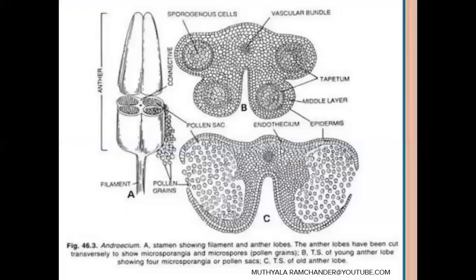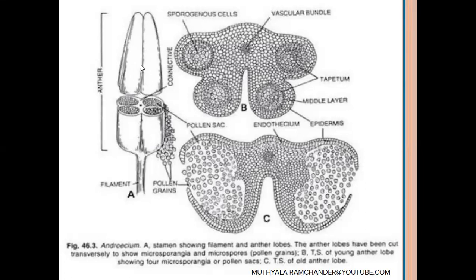See, here it is, microsporogenesis. It is the dithecous anther TS, transverse section of a dithecous anther. The dithecous anther contains 2 lobes. It is one lobe, it is another lobe. In one lobe, 2 microsporangium chambers. Here it is one microsporangium chamber. Here it is another microsporangium chamber.